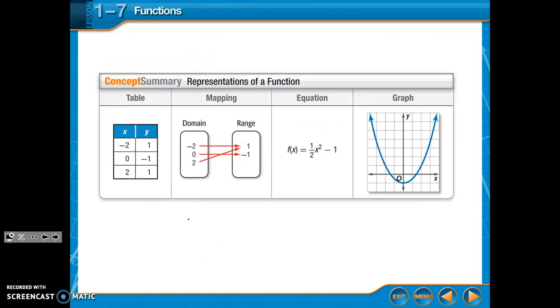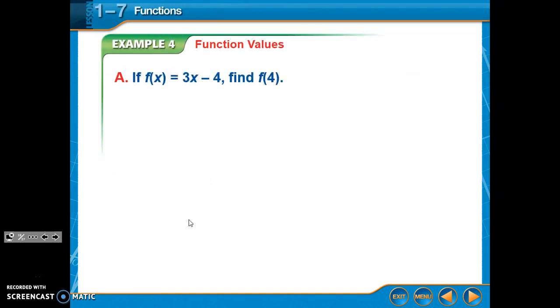Okay, so summary, we have tables, mapping, equations, and graphs. Those are all different ways to represent the same, well, more or less the same concepts. These are different ways to represent functions. Now we're going to look at function values.